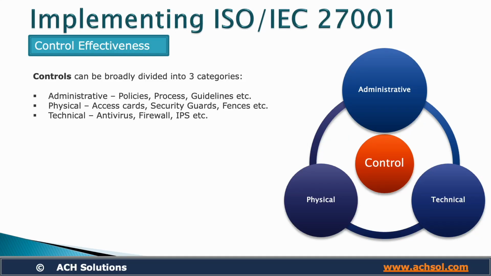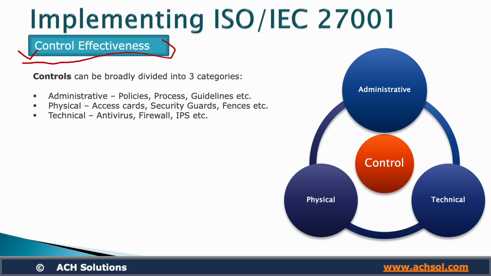Hello everyone. We will continue our discussion in ISO 27001, and today the topic we are going to cover is control effectiveness. This is mainly for auditors to perform, and for us it is more like a result category. So controls in ISMS or ISO 27001 are divided into three broad categories.